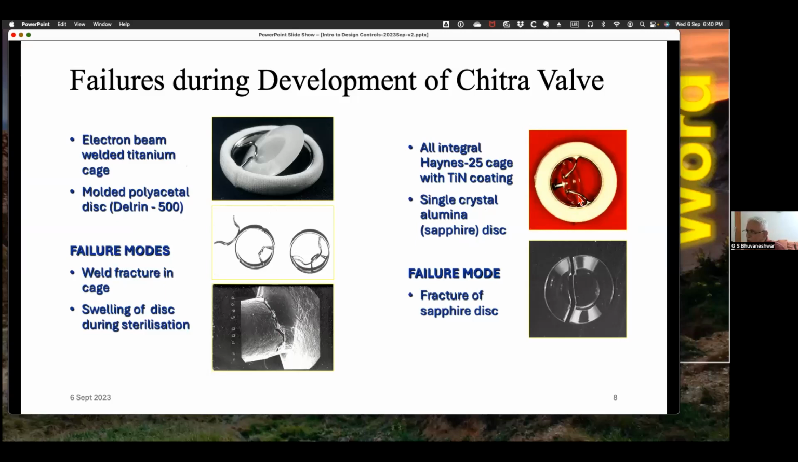And then we moved on to an integrally machined cage. Despite not having CNC machining in those days, we still managed to machine these metal cages out of a cobalt-based alloy called Haynes 25.